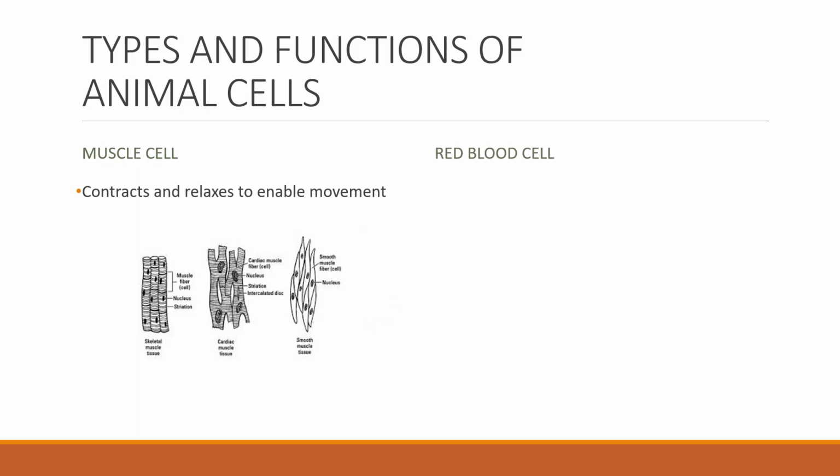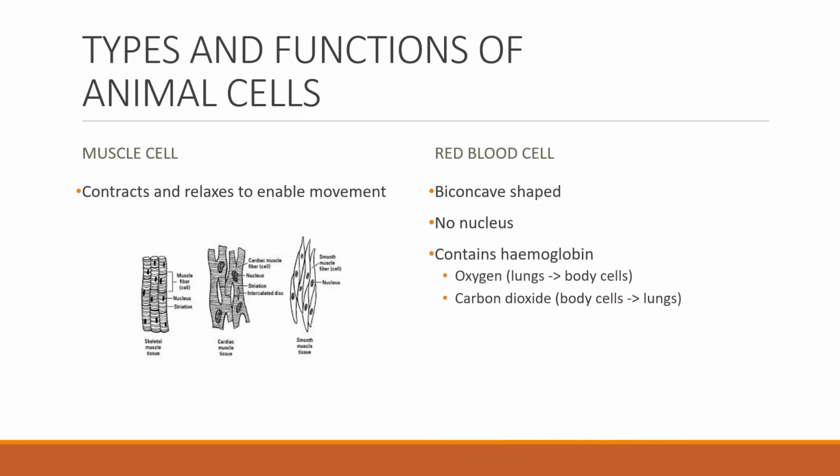Next up is the red blood cell. I'm sure you all have heard of red blood cells somewhere in your life before. Red blood cells are biconcave in shape. They have no nucleus to enable more surface area for them to hold more oxygen. It contains hemoglobin. This hemoglobin binds with oxygen to carry the oxygen from the lungs to the body cells, and binds with carbon dioxide to excrete it from body cells to the lungs. This is the picture of red blood cells, the same color as my highlighter.